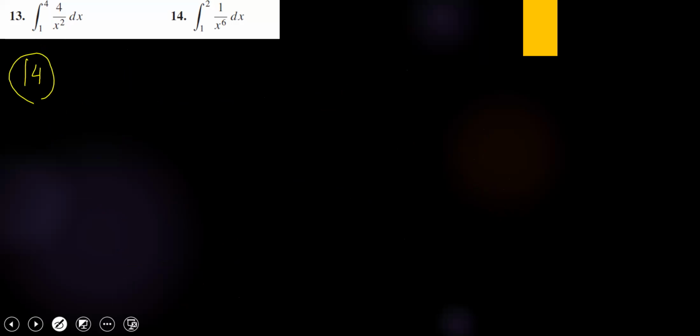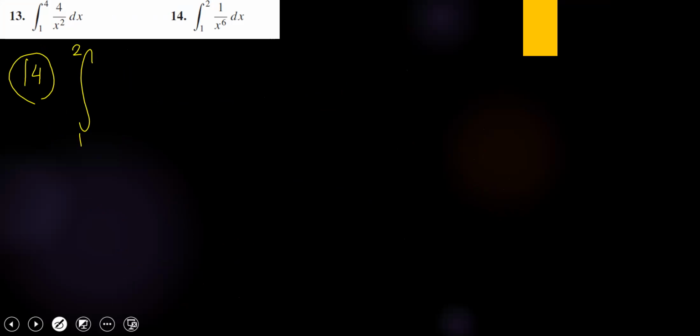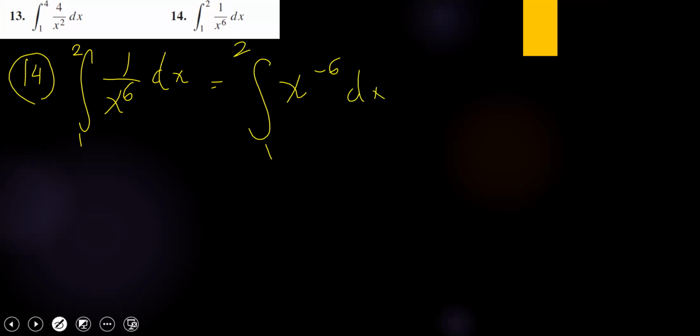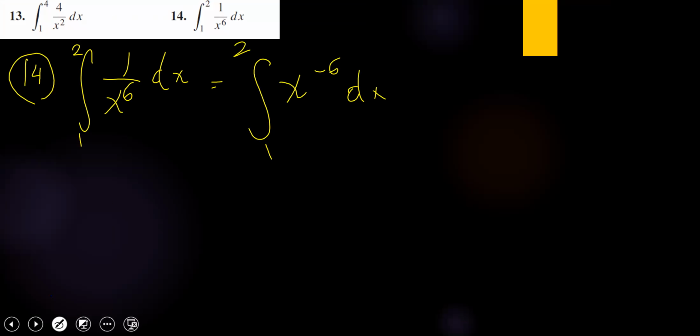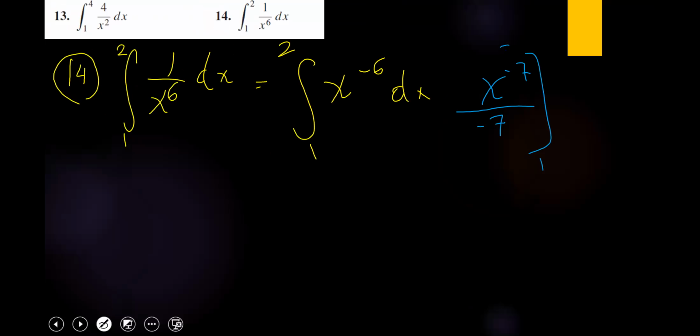Let's solve now number 14. In number 14, we have the integration from 1 to 2 of 1 over x to the power 6 dx. Here, first of all, it is like the integration of x to the power negative 6 from 1 to 2 dx. Then, what is the integration of x to the power negative 6? It is x to the power negative 7 over negative 7 from 1 to 2. Then I can write it as negative 7 over x to the power 7 from 1 to 2.